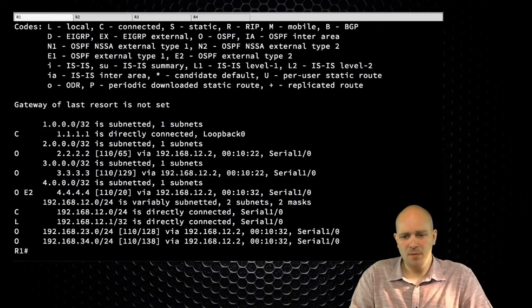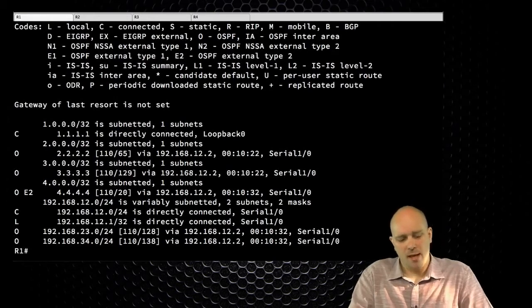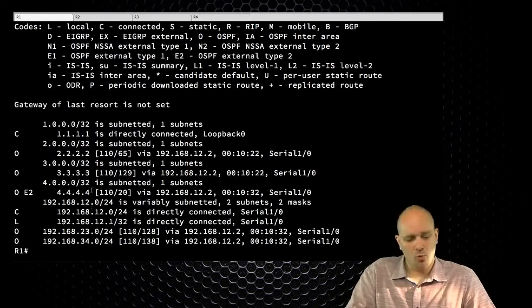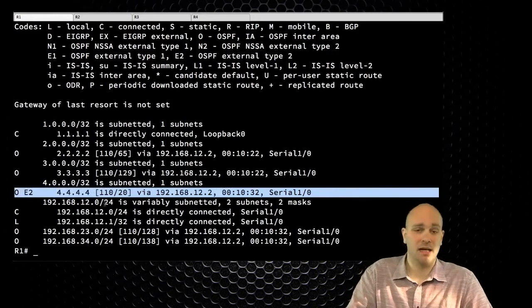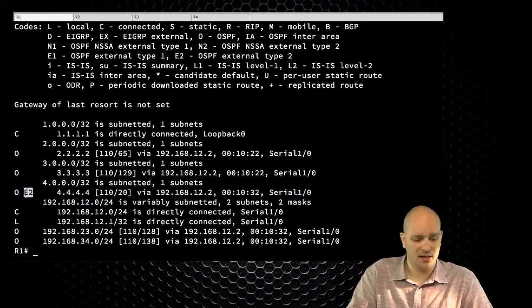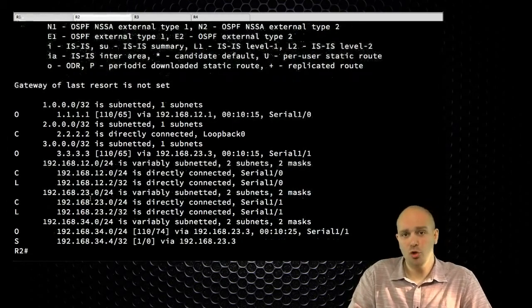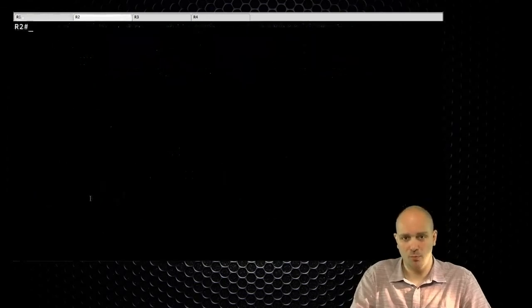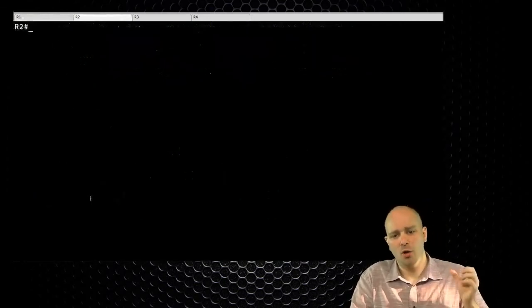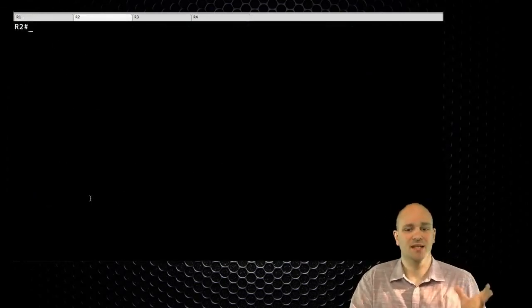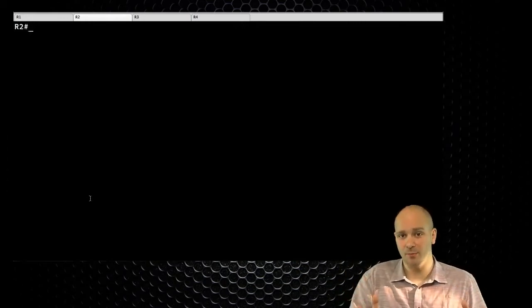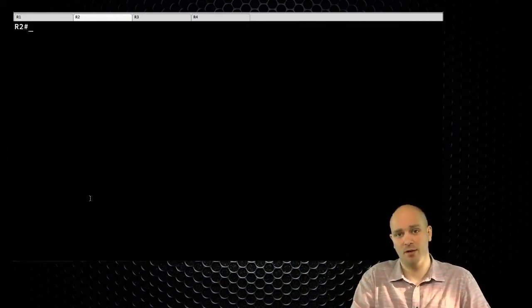So let me troubleshoot this for you. On R1, we have the route in our routing table, and as expected, it is an external OSPF route. On R2, we do not have the route in the routing table. So my initial thinking here would be, okay, let's take a look at the OSPF database. Let's see what the OSPF database is going to tell us about this route.